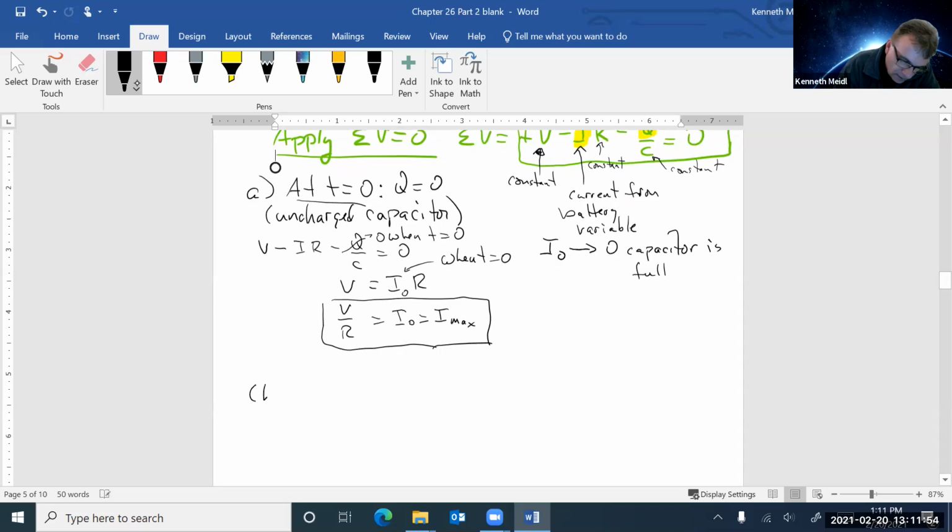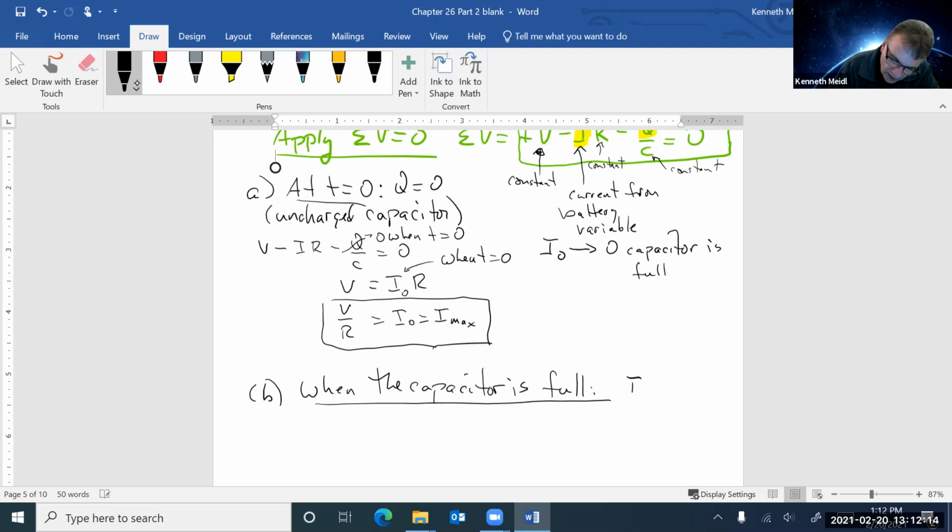Okay. And the other place that we can maybe get some easy answers is when the capacitor is full. When the capacitor is full, I, which is a function of time, goes to 0. The current stops flowing. Okay, so I'm going to go back to my original equation here.